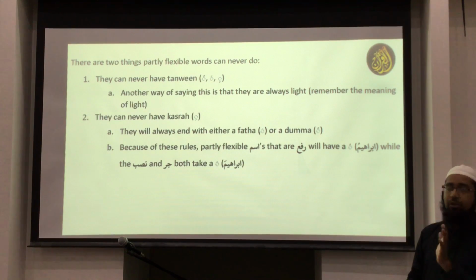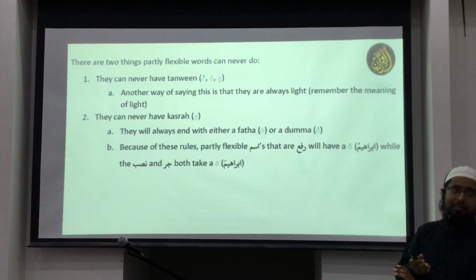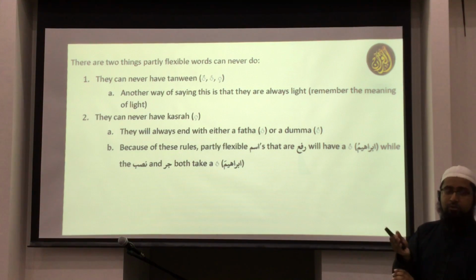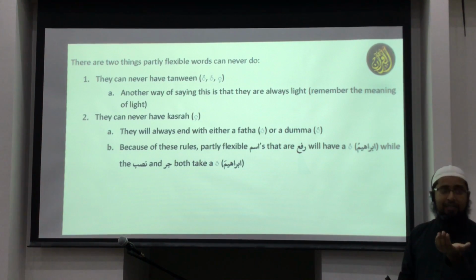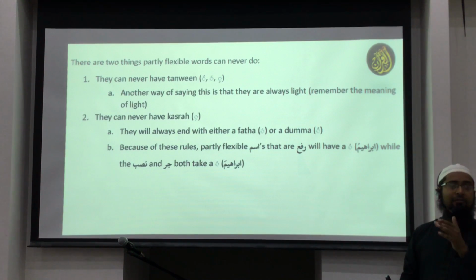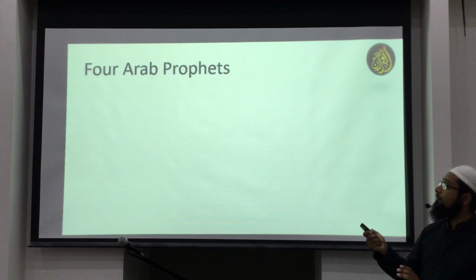This is for non-Arab names, okay? And you will never find a kasra at the end of Ibrahim or Ismail or Dawood or Suleiman or any of the non-Arab names. Or a place, like Makkah. You'll never find Makkati. You will find Makkatu or Makkata, but never Makkati, because these are partly flexible words.